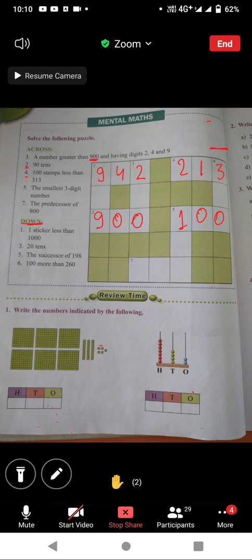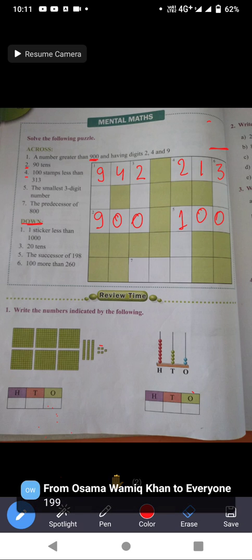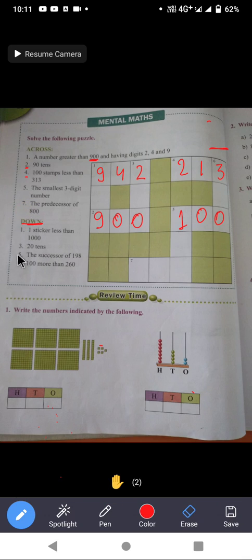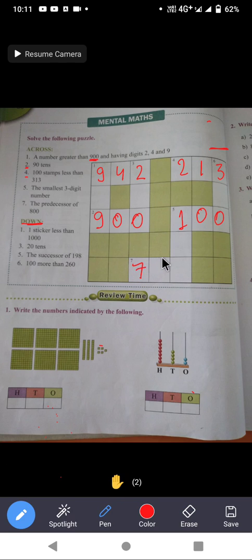How, student? I told you what a predecessor is: one number before. So before 800 what comes? 799. For finding the predecessor we can also subtract 1. If you subtract 1 from 800 you will get 799. This is the 7th. Where is the 7th? Here. So here we will write 799.